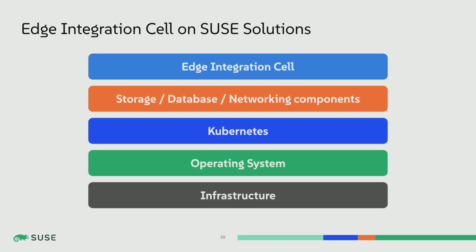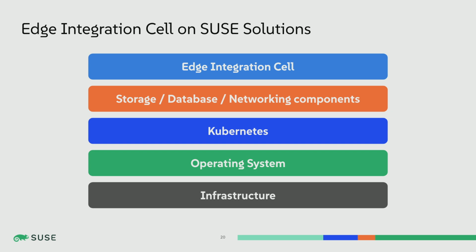What do you need? You need some infrastructure. Many customers have their own infrastructure and use VMware or virtualization and build a Kubernetes cluster on VMs. But also customers use bare metal systems and want to install it on bare metal. It depends on your requirements. Then you need an operating system, a Kubernetes distribution, and then storage to store the data of the databases, because Edge Integration Cell needs the databases, Redis and Postgres, and for networking you need a load balancer.